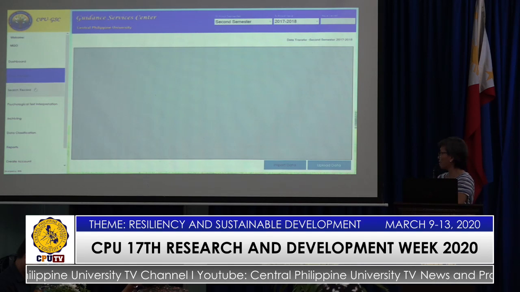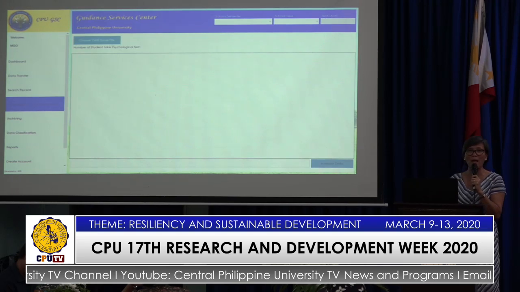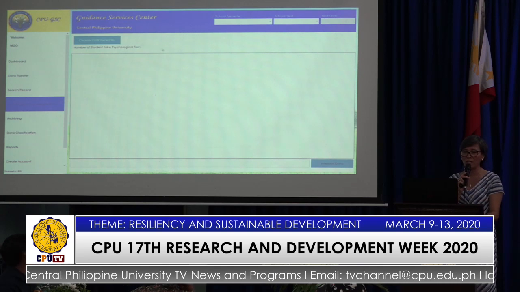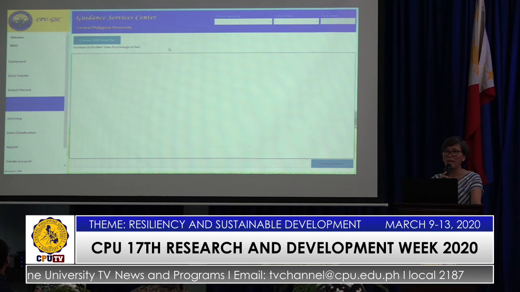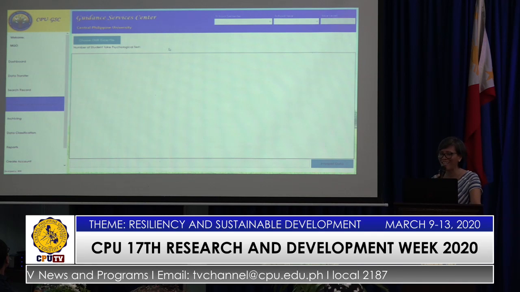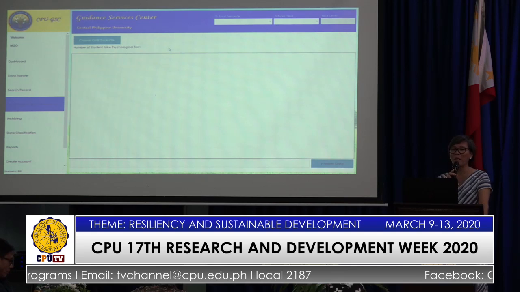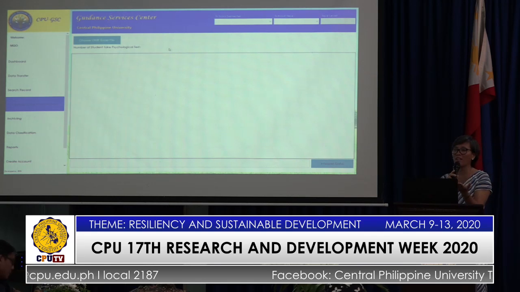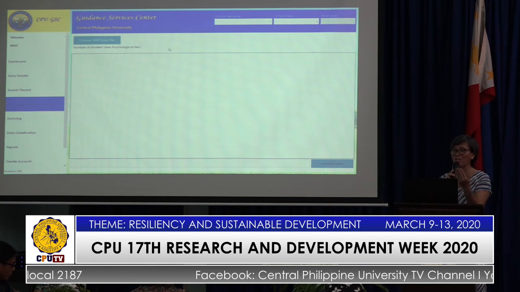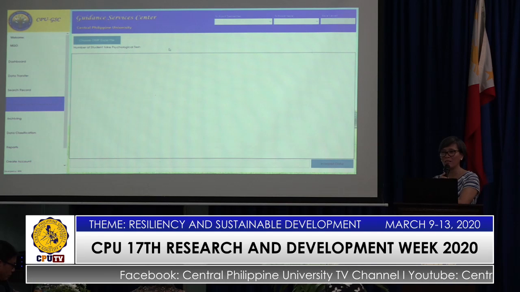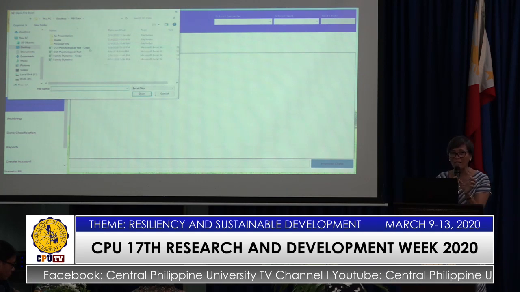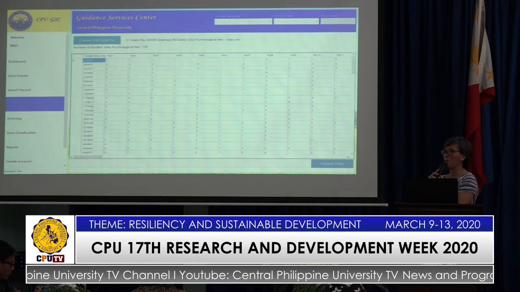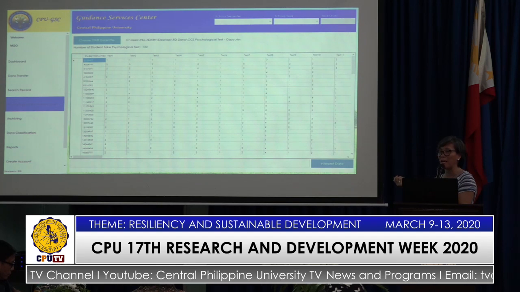Next is the psychological test interpretation. As mentioned earlier, as a pilot psychological test, we made use of the College Adjustment Scale, wherein the students are given the test itself, and their answers are scanned through the RSEC, and an Excel file of those answers is uploaded into the system itself, which, after uploading, is interpreted by the system.